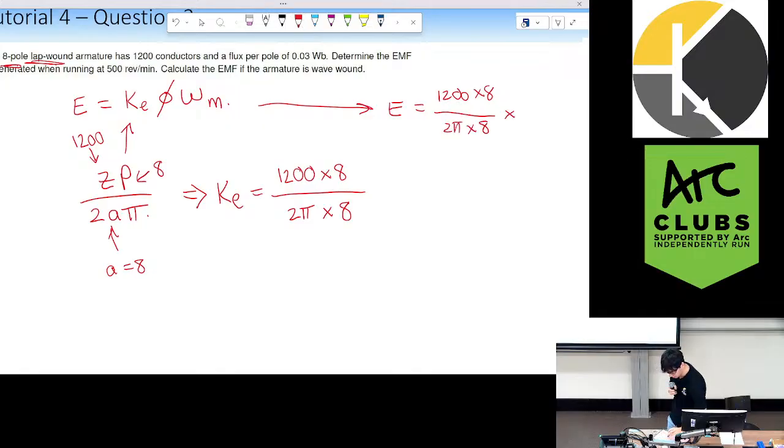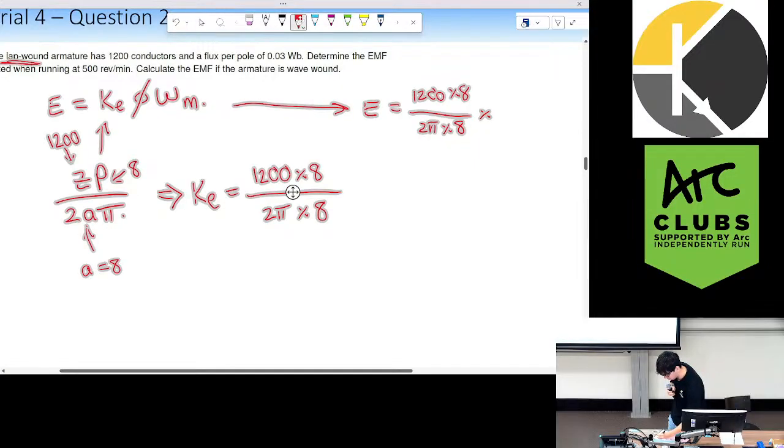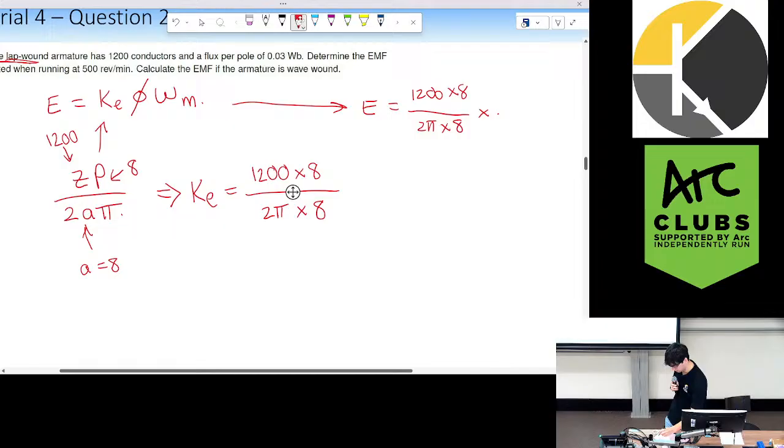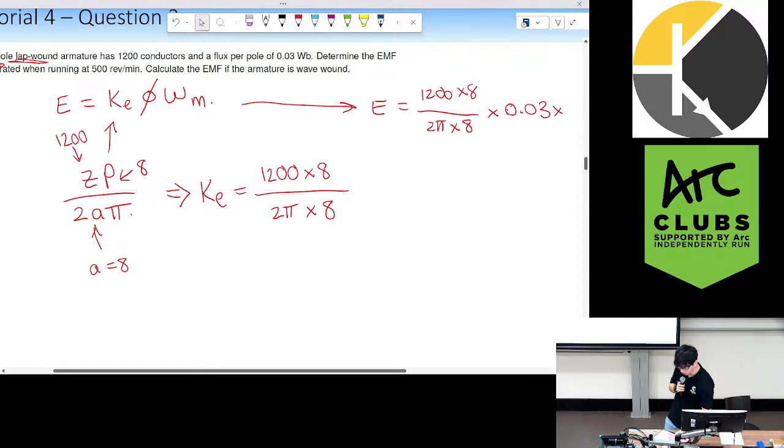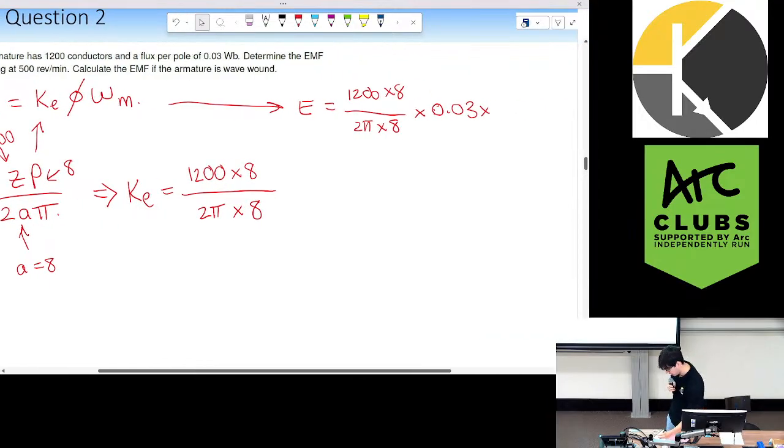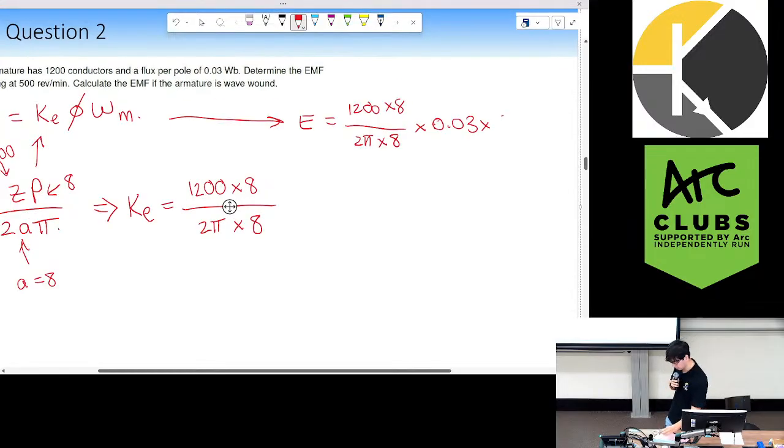Our flux per pole is given as 0.03, and our speed given in RPM is 500. We can't leave it as RPM. We need to convert it to radians per second. To convert to radians per second, we simply multiply our RPM by 2 pi on 60.